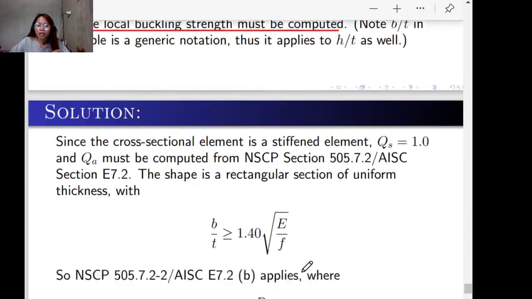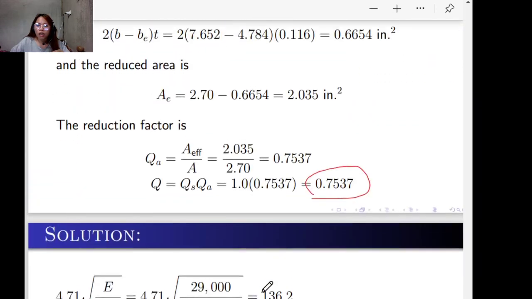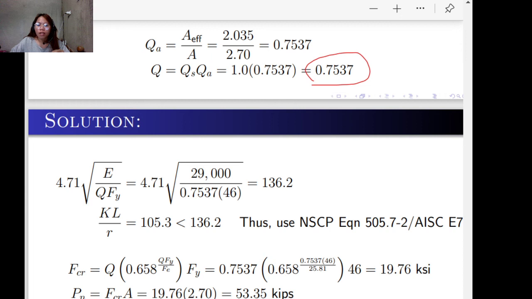So, going back again, okay, here, no? So, KL over R is less than. So, use this critical buckling stress equal to Q times 0.658 to the Q Fy over Fe times Fy. No? Just substitute those values. The answer is 19.76 ksi. Then, this is the critical buckling strength.